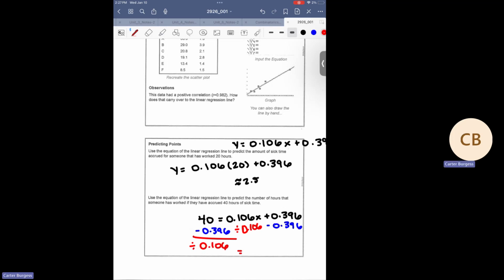And I get, so 40 minus 0.396 is going to be 39.6, divided by 0.106. In order to get 40 sick hours, we would expect that someone would have to work about 373.6 hours before being assigned that 40 sick hours.